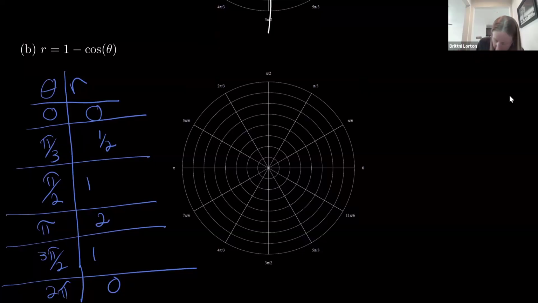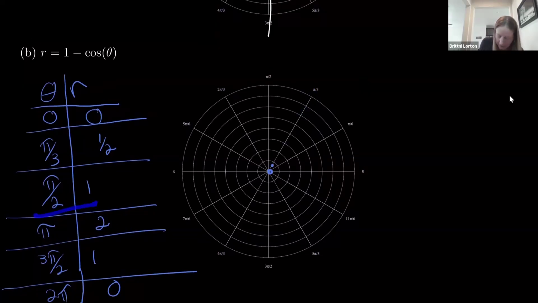For the angle of 0, here's my 0. Face the angle of pi thirds and walk 1/2. Face the angle of pi halves and walk 1 unit away. Face the angle of pi, and walk 2 units away. Face the angle of 3 pi over 2, it was 1, and then the angle of 2 pi was 0. If I started to connect those, it looked like this little mini sideways heart.